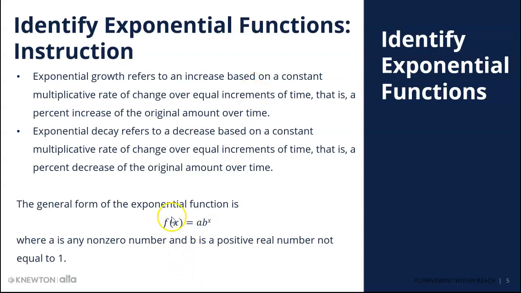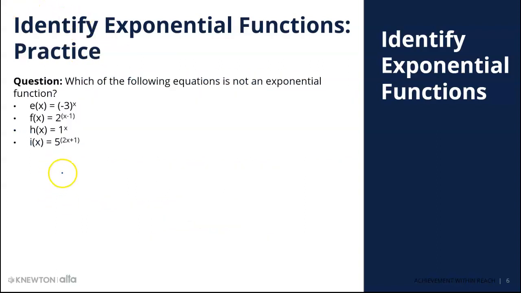In general, the exponential function is given by this expression here, where a is any non-zero number and b is a positive real number not equal to 1. Now let's consider the following functions here. Let's identify which of the following functions is not an exponential function.